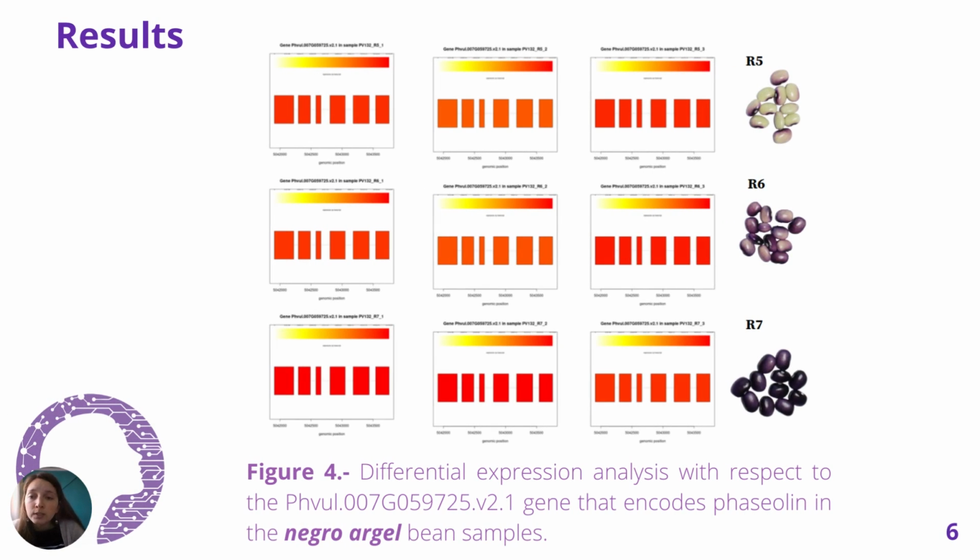In Figure 4, we see the analysis of differential expression with respect to the gene that encodes phaseolin in each of the samples used for each state in Negro Argel beans.